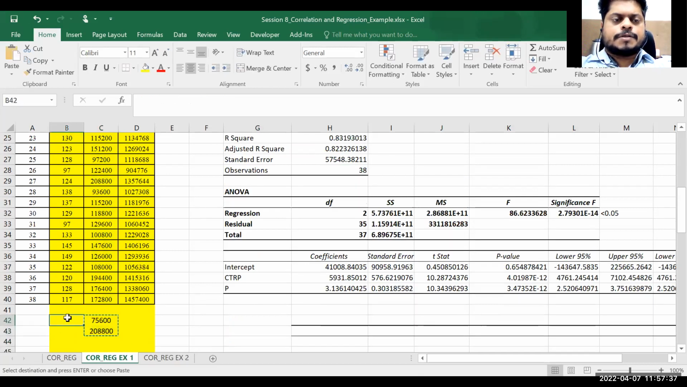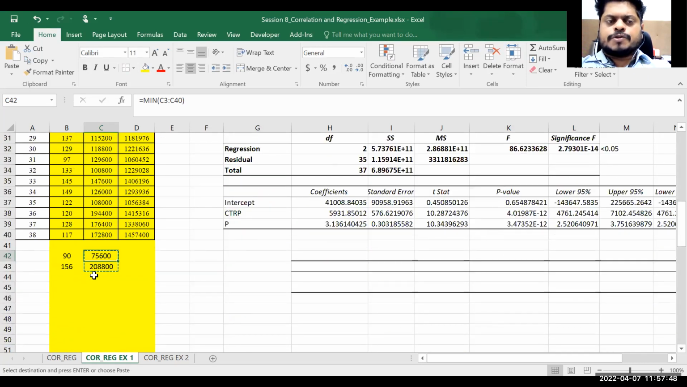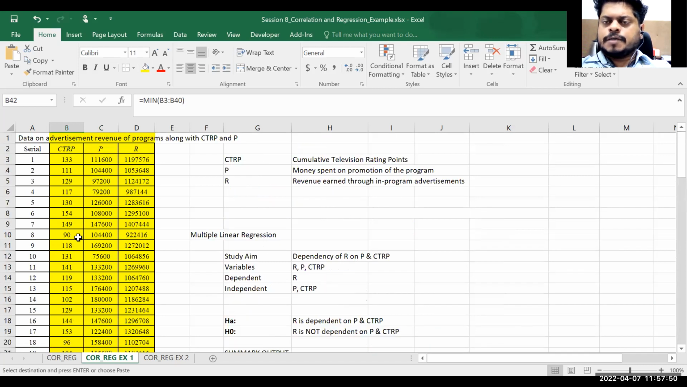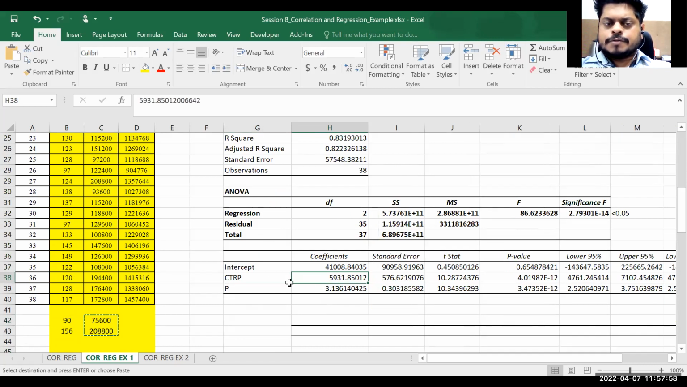Then CTRP ratings. So this model which I'm going to build will remain valid for the population within the range of my independent variables, that is promotional budget from this to this, and CTRP ratings from 90 to 156. Now what about this table? What does this additional information in this table give us?